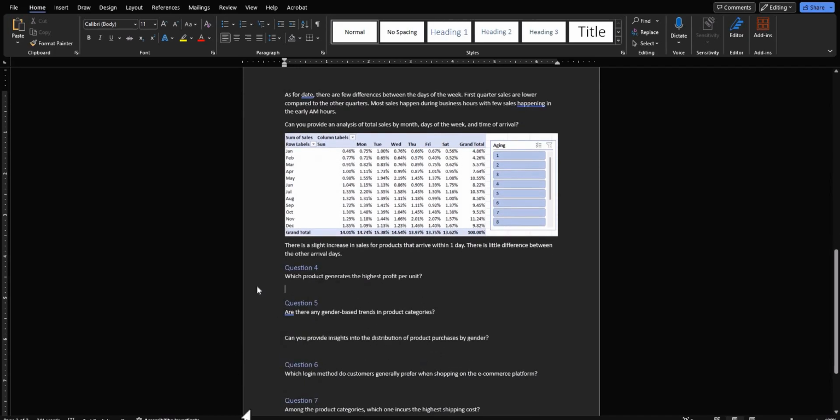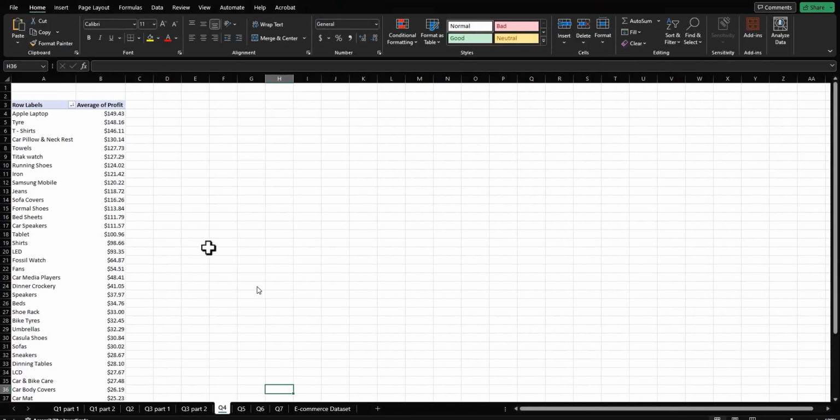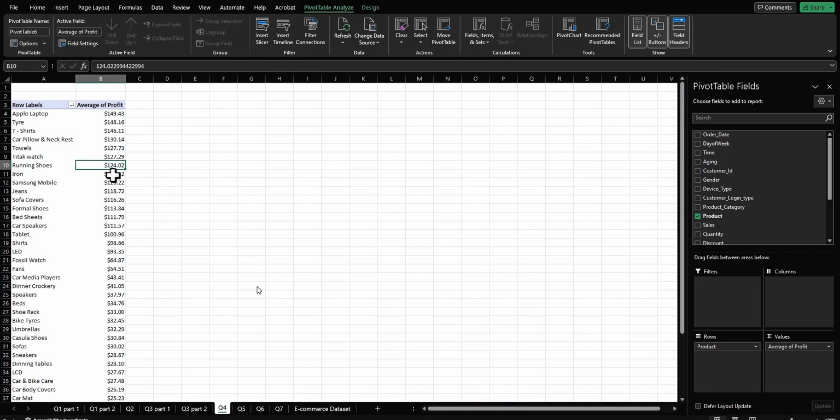Which product generates the highest profit per unit? Highest profit per unit. I answered this question differently yesterday when we were talking about this in class. I think I got it wrong, but if I told you differently in class, don't worry too much about it. There's a reason why, and I'll actually show you why.